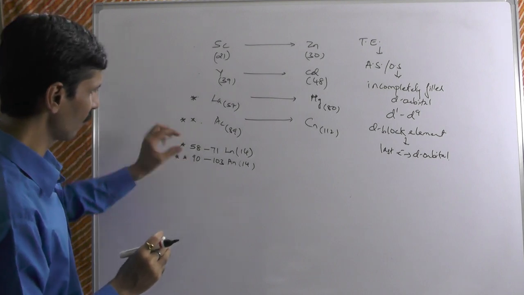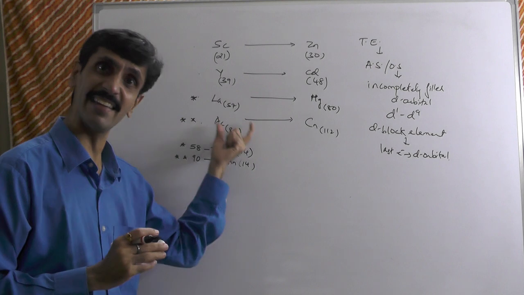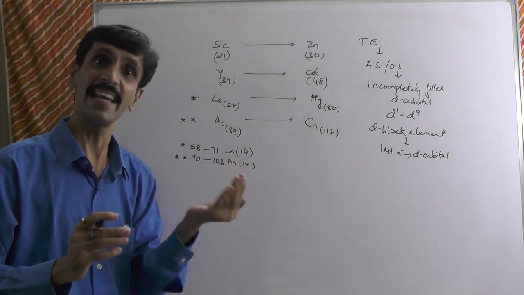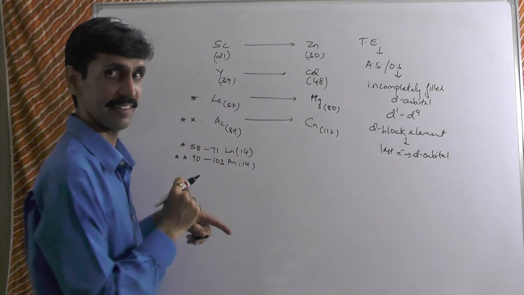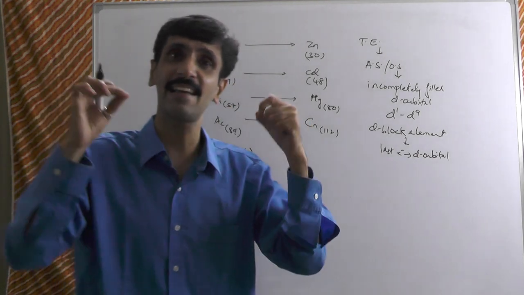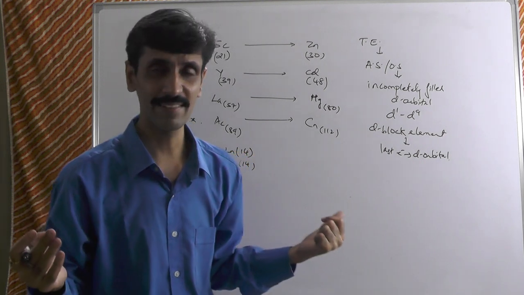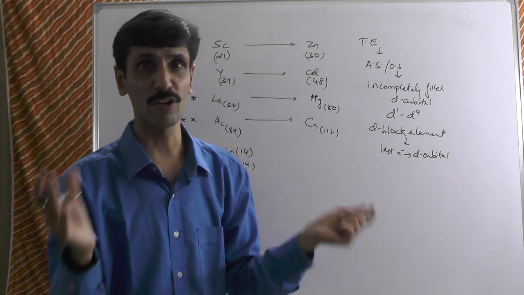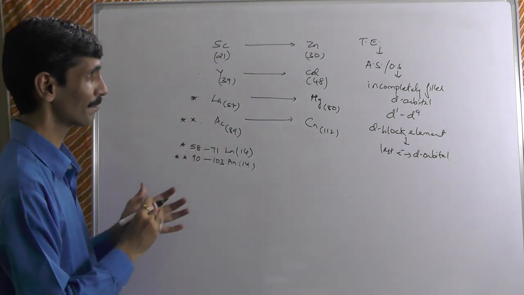So therefore this series comes inside this series, and that series comes inside that one. They are present inside the transition series, and therefore lanthanides and actinides are also called the inner transition series. Anyway, the title of this particular video and what we are discussing right now is all about transition elements, so we are not going to discuss this in detail.